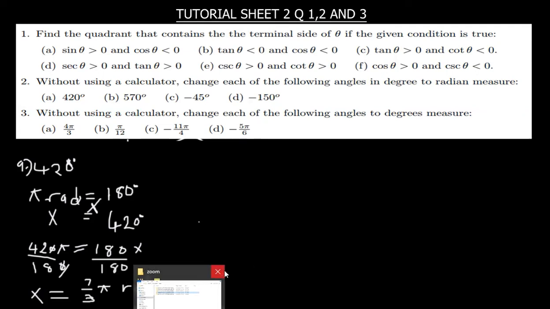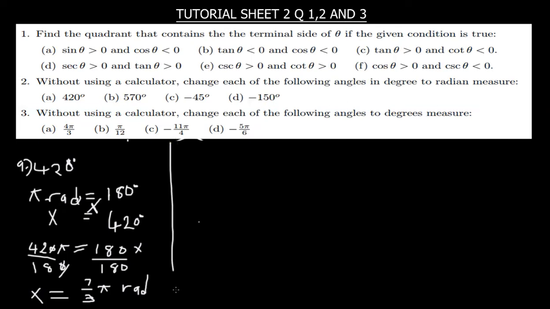Let me just remove this. Okay. So this is your A. So I'm done with A. So you do the same even with B. So for B, I'm pretty sure you'll find something like when you divide 570 by 180, you are going to have your answer to be somewhere 19 over 6.